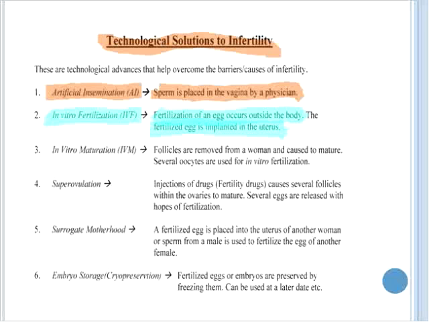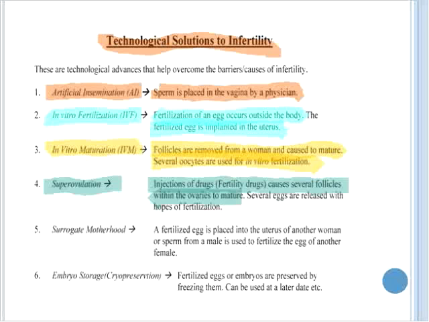There's in vitro maturation. Here, follicles are removed from a woman and caused to mature externally. Several oocytes are then used for in vitro fertilization. Superovulation is another means by which infertility can be addressed. This involves the use of fertility drugs. This causes several follicles within the ovaries to mature. Several eggs are then released with hopes of fertilization.